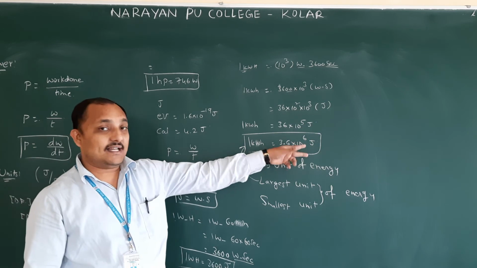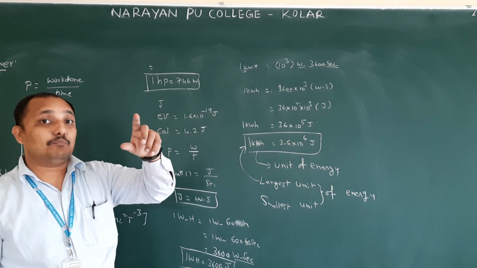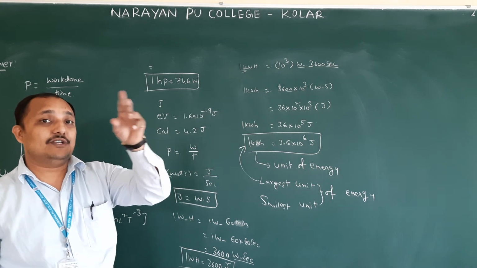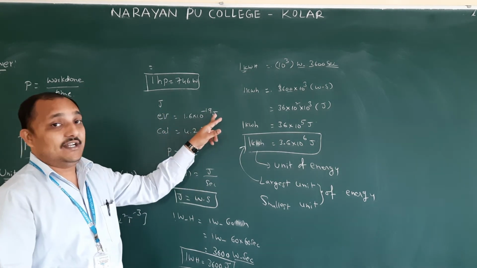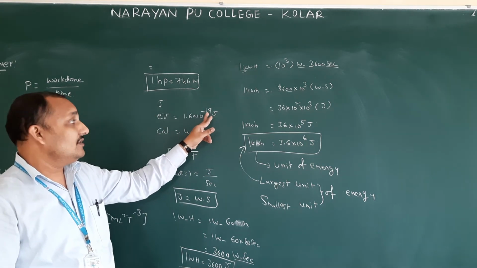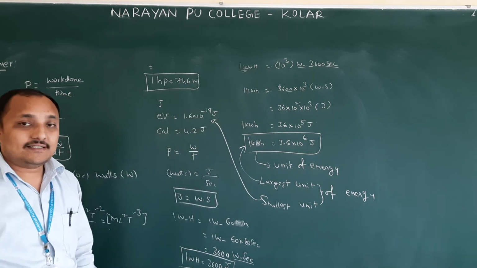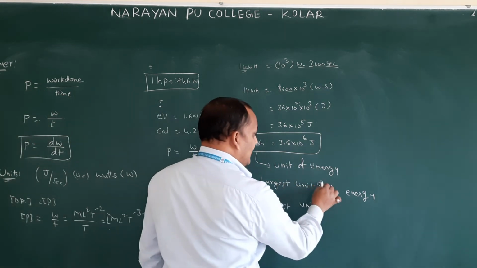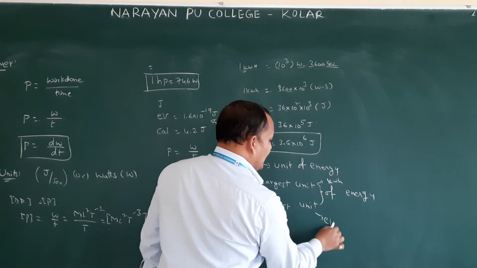What is the smallest unit? Smallest means minus power will be there. This is minus 19. 10 power minus 1, 0.1. 10 power minus 2, 0.01. 10 power minus 3, 0.001. That is 10 power minus 19, 0.1 with 18 zeros, 19 places you have to keep. Therefore, this is the smallest value. Now, largest unit is kilowatt hour. Smallest unit is electron volt.